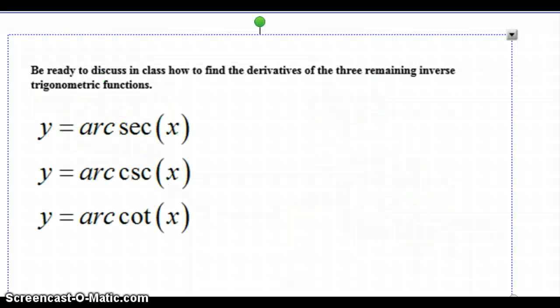Like I said, the very last thing I wanted to talk about was these last 3 inverse trig functions. But I want you to be ready to discuss in class how we could find their derivatives using the same basic steps we did before. Rewriting in terms of secant or cosecant or cotangent, taking the derivative implicitly, solving for y prime, making some substitutions, and eventually getting our y prime just in terms of x. So be ready in class to think about these. I'm not going to show the steps here, but I want you to be thinking and ready to try them. Might be a good idea to get some ideas on paper before you come to class.